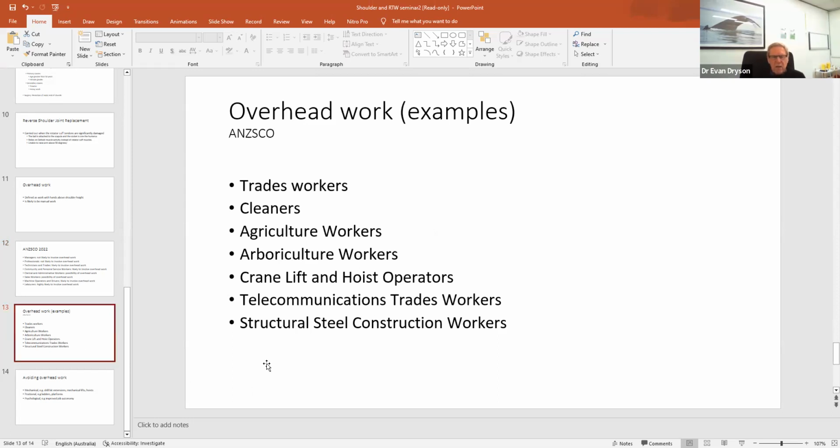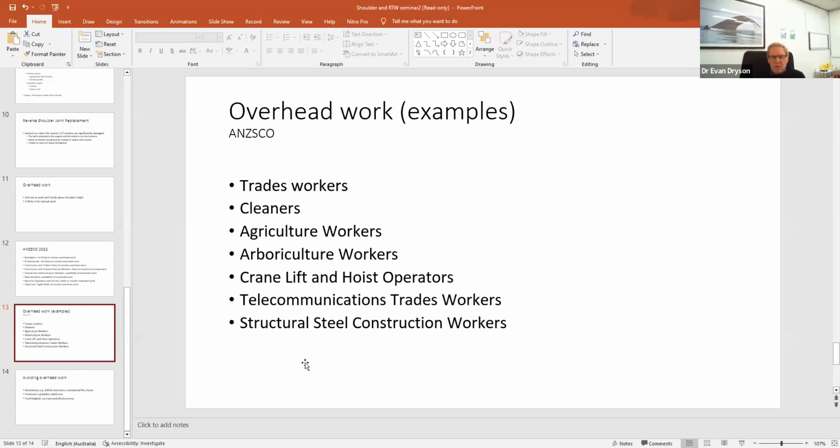So what I did here was just to use the standard classification of occupations, and I just searched by overhead work, and this is the sort of list that came up from that search. Trades workers, we've already talked about. Cleaners, you can understand that cleaning high walls, cleaning windows is definitely going to involve stretching your arms up above your shoulders. Agricultural workers, you can imagine picking high fruit, vines, things like that. Even stacking pallets full of fruit may involve reaching above your shoulder height.